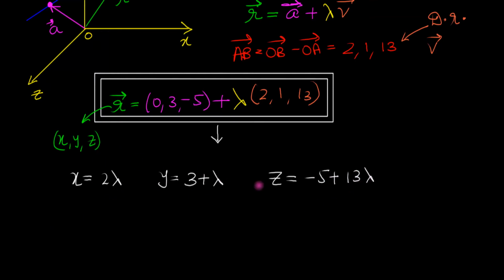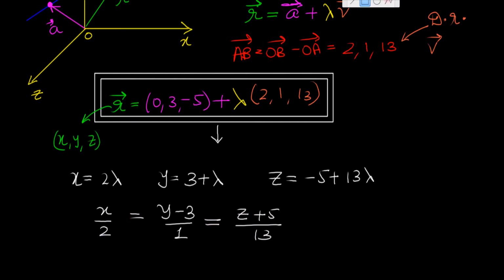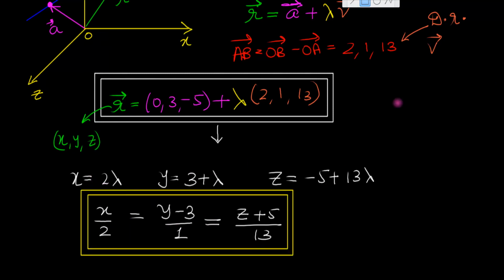And from this, all we have to do is calculate what lambda is. So from here we have x divided by 2, y minus 3 divided by 1, and z plus 5 divided by 13. Ta-da! There we have it. And that is our Cartesian equation to the straight line. So notice that we use the same concept as we did last time with a slightly different problem. You could also write the parametric form. This itself is the parametric form over here.